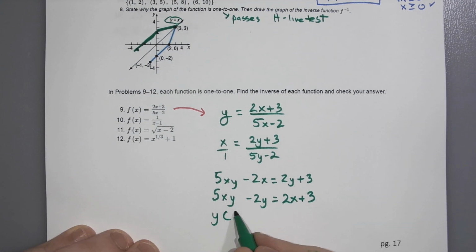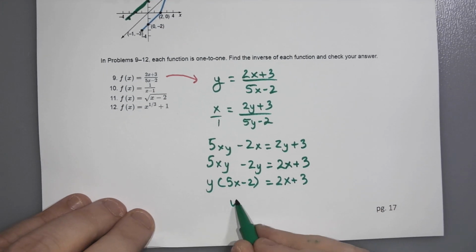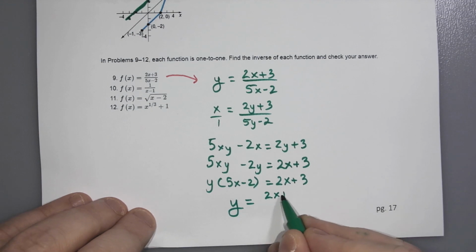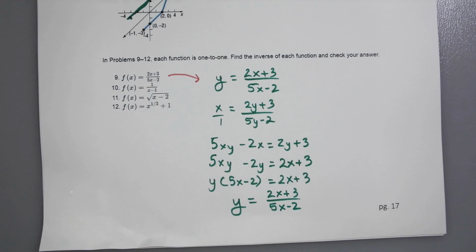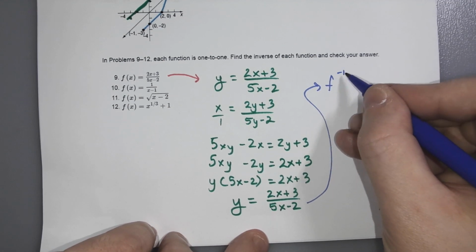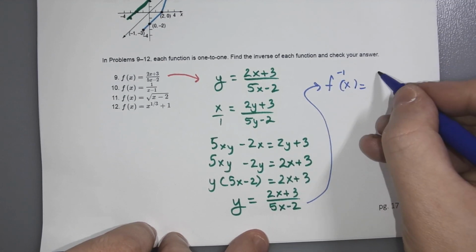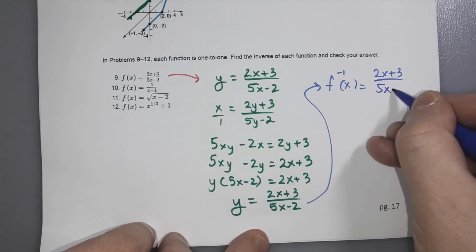Factor out the y. Y times 5x minus 2 equals 2x plus 3. And then divide. y equals 2x plus 3 over 5x minus 2. And then, to ensure full credit, f inverse of x equals 2x plus 3 over 5x minus 2.